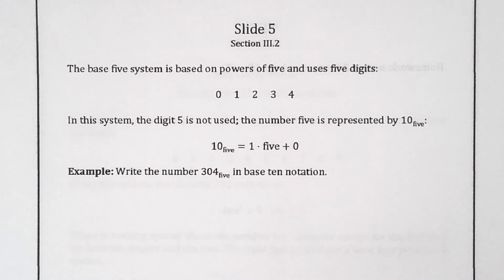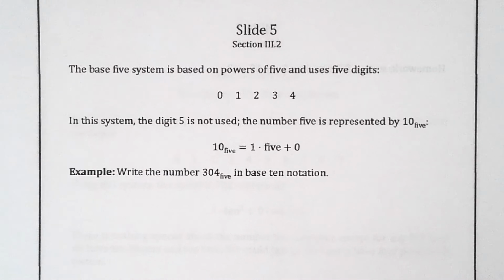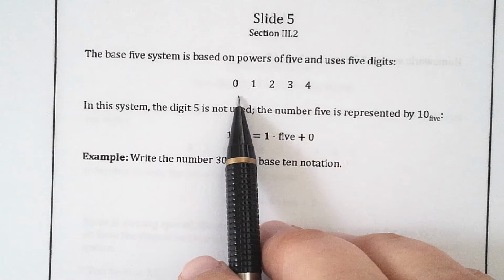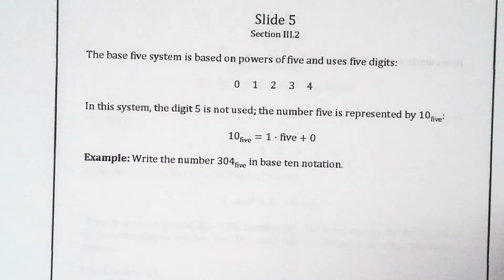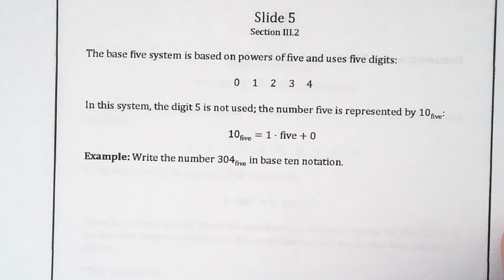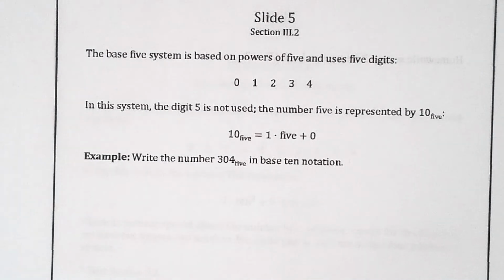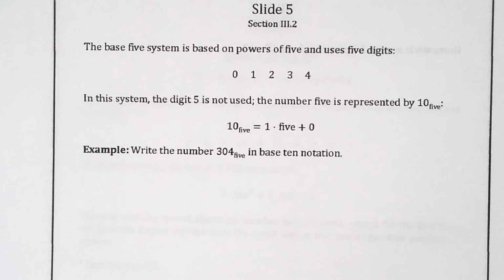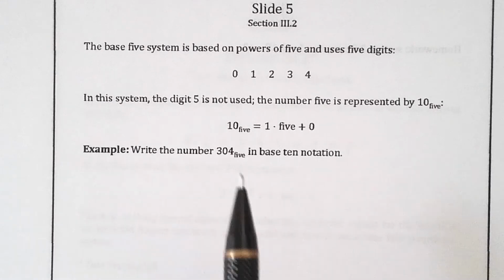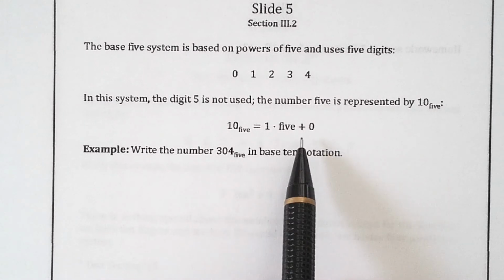Just as the base 10 system is based on powers of 10, and the base 4 system is based on powers of 4, the base 5 system is based on powers of 5. It uses 5 digits: 0, 1, 2, 3, and 4. In this system, the digit 5 is not used. Instead, we represent the number 5 by a 1, 0, because 1, 0 base 5 would be 1 five and 0 ones.